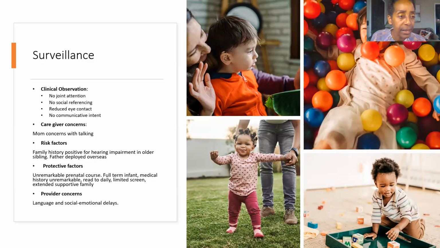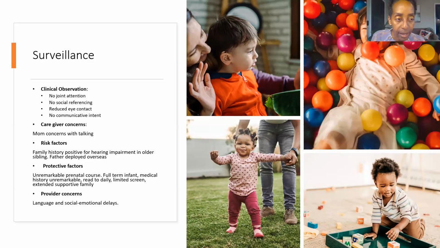For this little peanut, the risk factors were that her family history was positive for hearing loss in an older sibling, and her father was recently deployed overseas. Protective factors, which are equally important to identify, were that her prenatal history was unremarkable. There was no cigarette, drug, or alcohol exposure, and no bleeding or infection during pregnancy. She was a full-term infant with an uncomplicated health history. She's read to daily, multiple times daily, by her extended supportive family, and has really limited screen use.